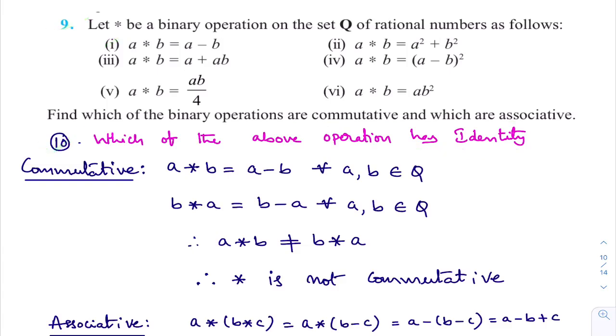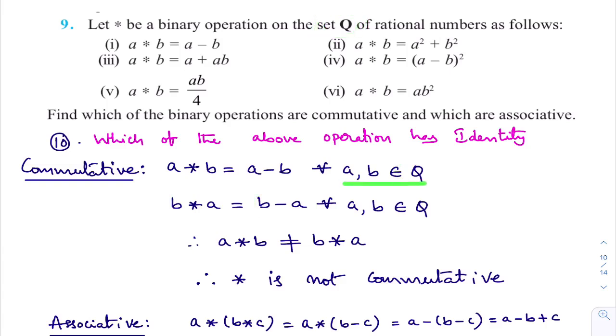Right. You see this first question, what is given? A star b equal to a minus b. What we need to check? We need to check whether this star is commutative or not. You know the commutative property. When a star b is the same as b star a, then we say that star is commutative. Correct? So here I'll calculate a star b. A star b is a minus b. They defined a star b as a minus b. B star a is b minus a. Here a and b are rational numbers as given in the question.